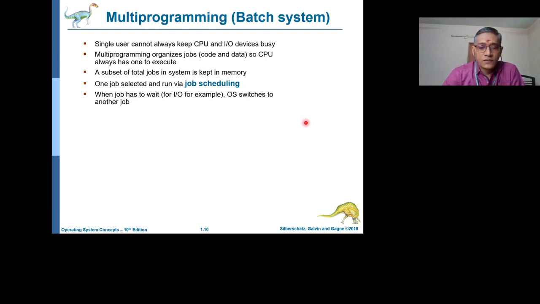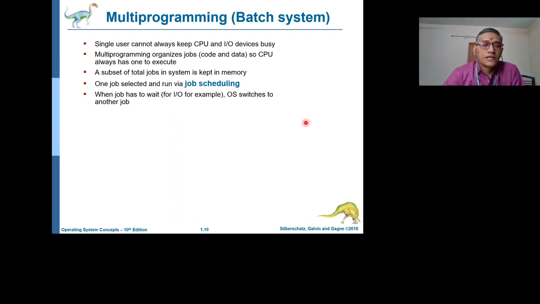If only one program is residing in the main memory, then there is no effective utilization of the CPU. If n number of programs are available, the CPU can have one program at a particular time to execute, so the CPU will not be idle at any point of time. That is the concept of multi-programming. Several programs will be organized in the memory, where both code and data will be available, so the CPU will always have at least one program to execute. A subset of the total jobs in the system is kept in the main memory.